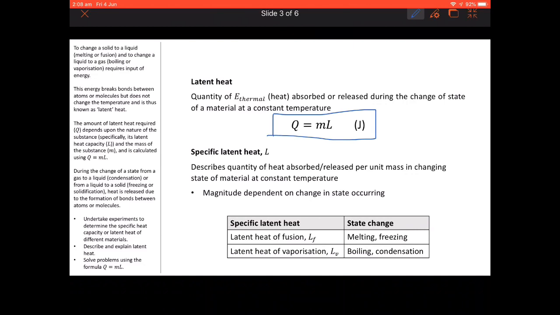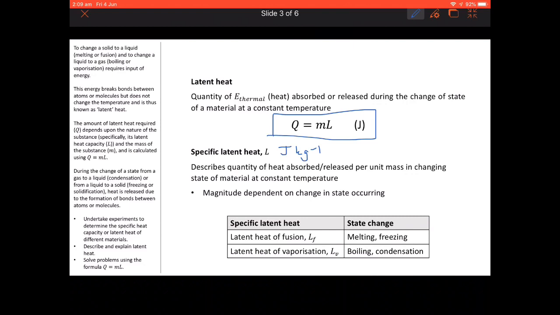The specific latent heat, which is this L here, is measured in joules per kilogram, and it describes the quantity of heat absorbed or released per unit mass in changing the state of a material at constant temperature.